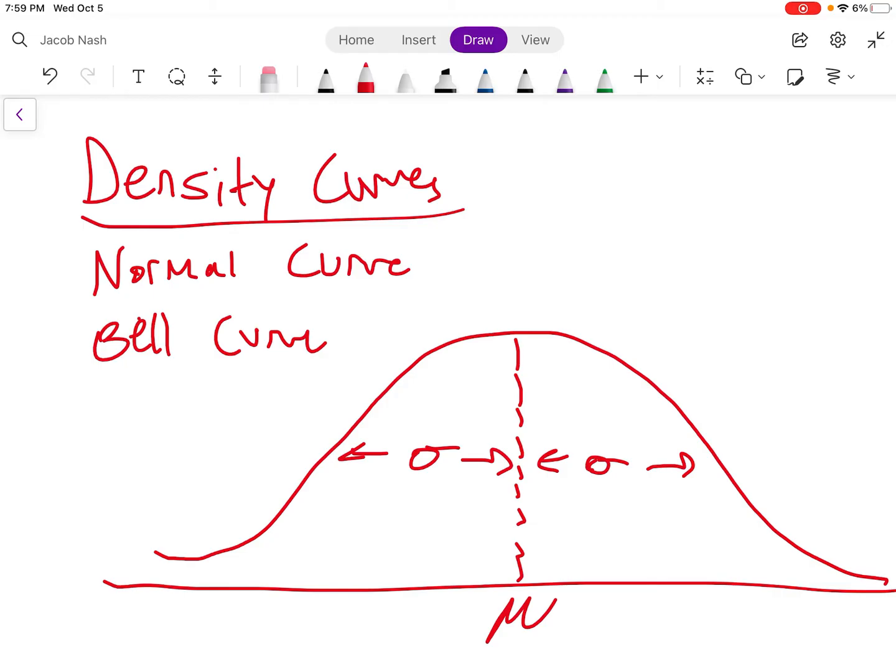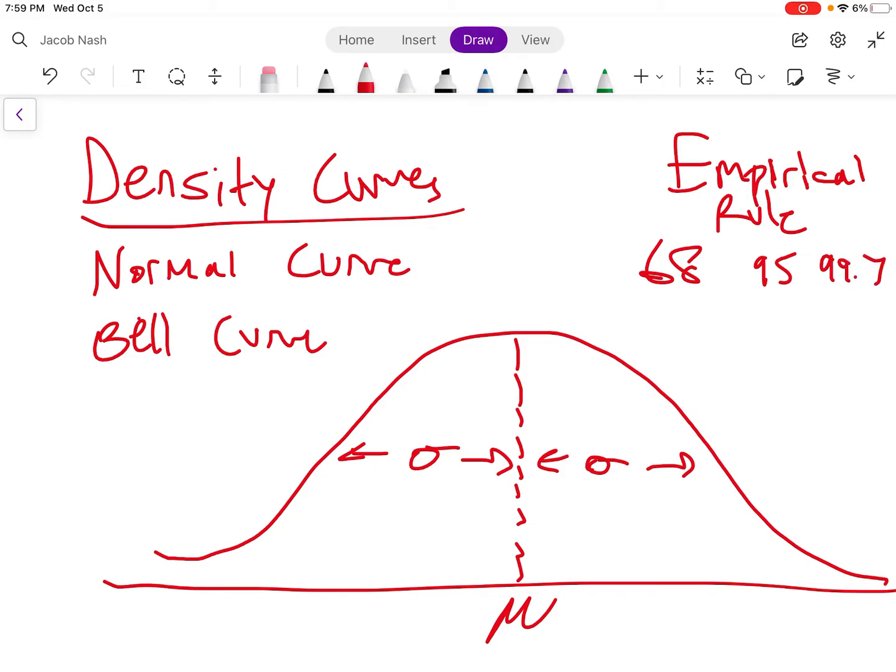There's something called the empirical rule that you need to know. Empirical rule is also known as the 68, 95, 99.7 rule, which is that 68% falls within 1 standard deviation of the mean. 95 is 2, and 99.7 is 3. So here's what I mean. If the standard deviation was 2 and the mean was 3, well, that means that 68% should fall in between 1 and 5, because that subtracts 2 and adds 2.